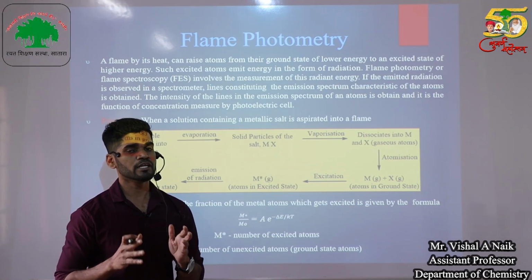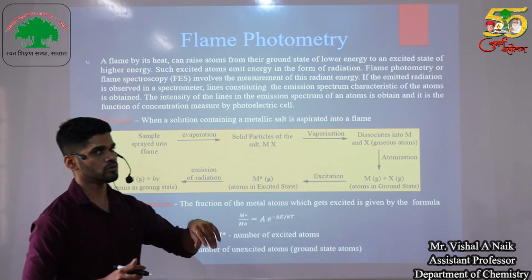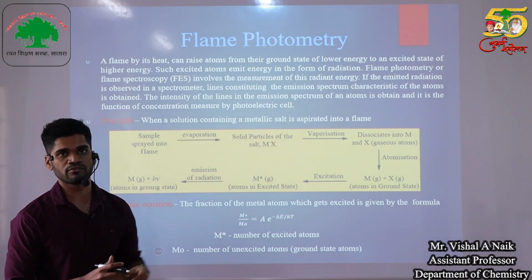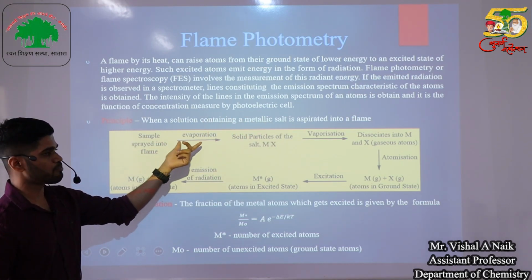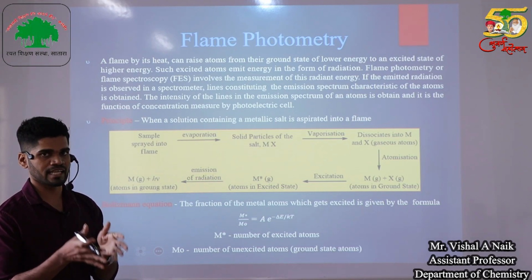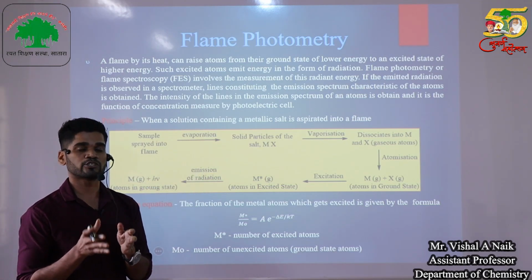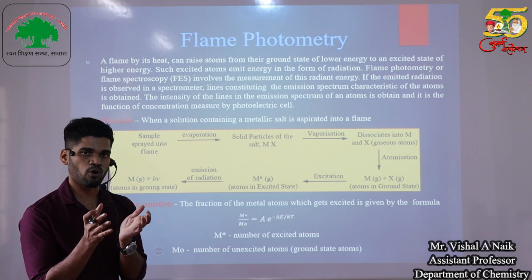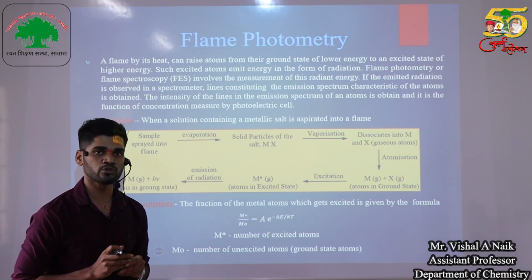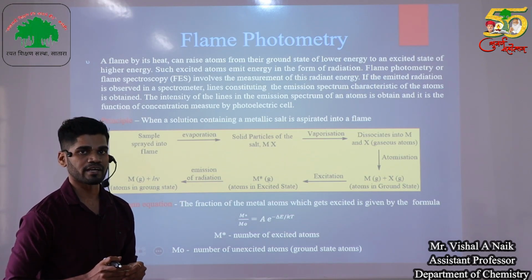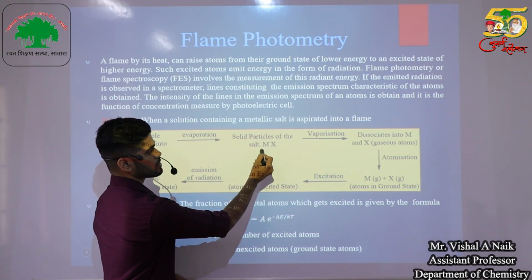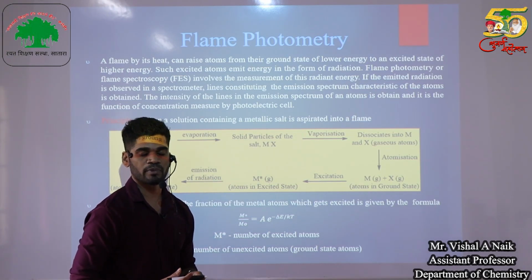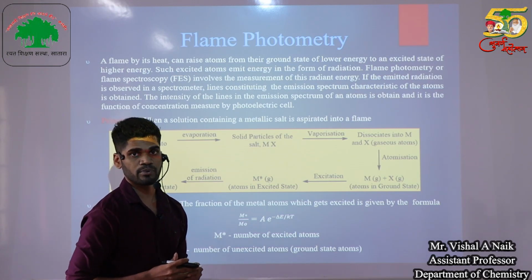So what happens in flame emission spectrophotometer? I have written here that when a solution containing a metallic salt is aspirated into a flame, first the water present in that sample is evaporated, because we actually introduce an aqueous solution, which contains water. In the first step, when the sample is injected into the flame, the water gets evaporated and we get solid particles of the metal salt, which remain there.